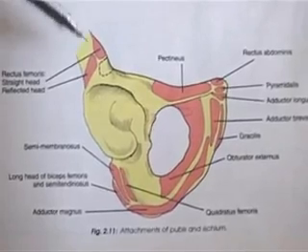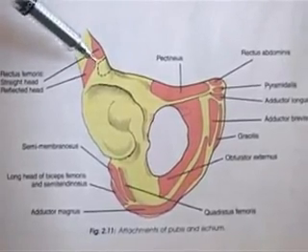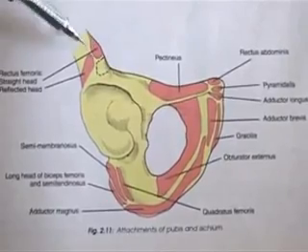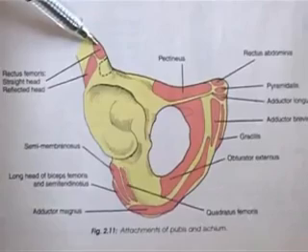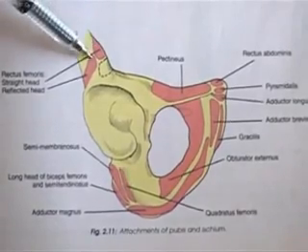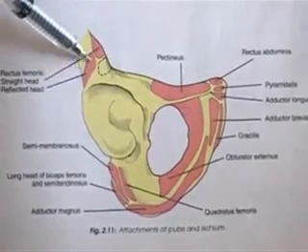Now we come to anterior inferior iliac spine. It gives attachment to the straight head of rectus femoris in the upper part, and the reflected head is below, just above the acetabulum.